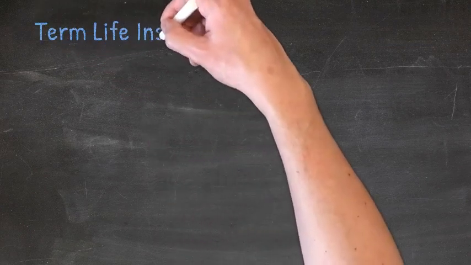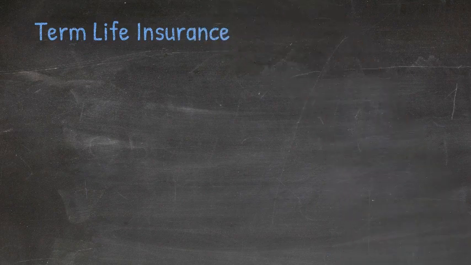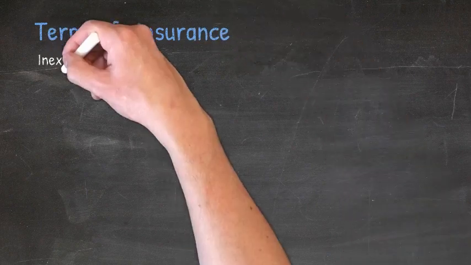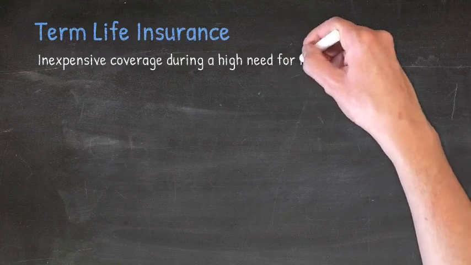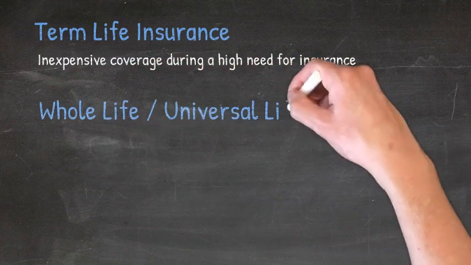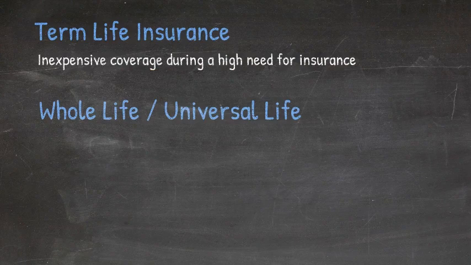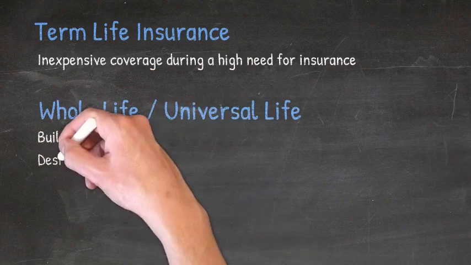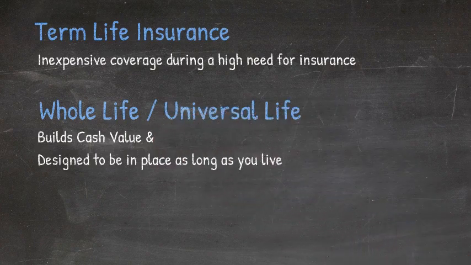So more on the different types of insurance we talked about. The first was term life insurance. This will allow you to buy a lot of insurance for a little bit of money. It provides inexpensive coverage during a very high need for life insurance. The next, under permanent insurance, were two types, that's whole life and universal life. And these might cost a little bit more than term, but they're going to build a cash value, and they're designed to be in place for as long as you live.